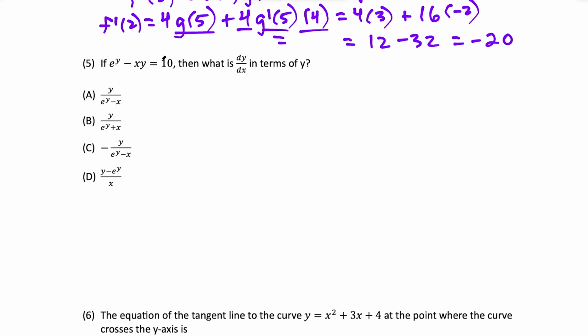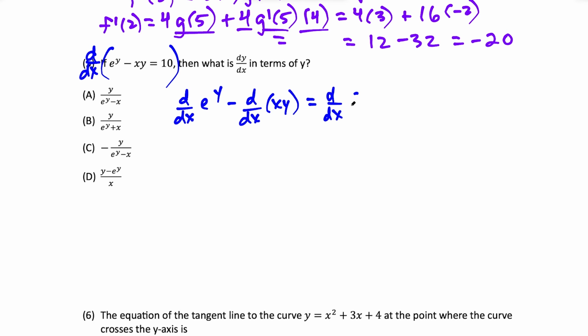Question 5, we have this equation here, and we want to know what is dy dx in terms of y. So for this question, we're going to be using implicit differentiation, and I know we're using implicit differentiation here because we can't solve that equation for y. So that's the time to use implicit differentiation, when you can't isolate the y variable. So now what we're doing is we're taking the derivative with respect to x of each term. So we're going to be doing the derivative with respect to x of e to the y, and then we have minus the derivative with respect to x of xy, and then this is equal to the derivative with respect to x of the right side, which is just 10.